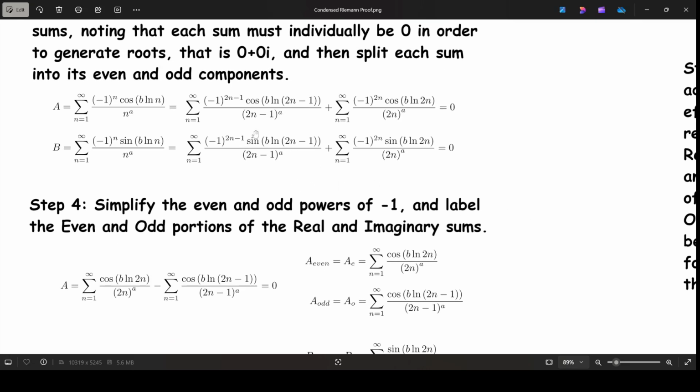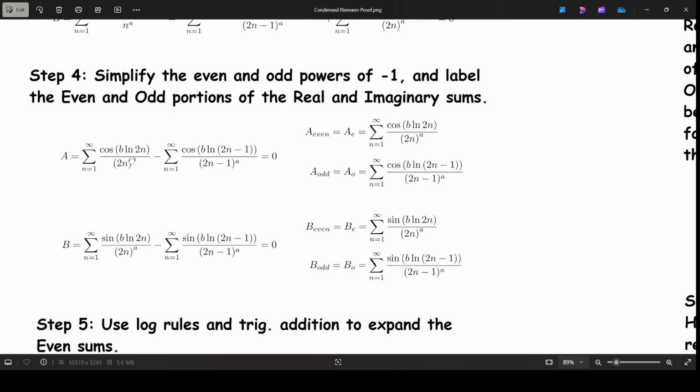Okay, so because we split this into the even and odd index, you can use that fact to condense down these negative 1s to the power. Negative 1 to an odd power will always be negative 1, and negative 1 to an even power will cancel and always just be 1. So using that, we can get rid of this negative 1 exponent stuff in the front and just rewrite our A and B as we have here.